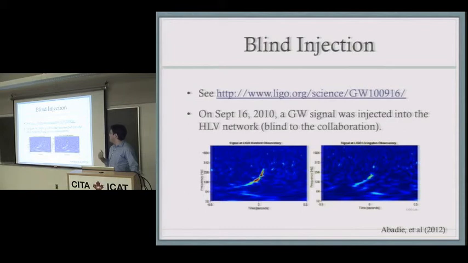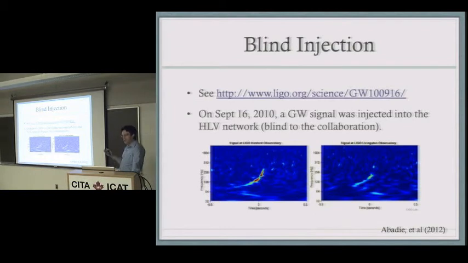A big event, so to speak, at the end of the last LIGO run, before the detectors were shut off, undergoing upgrades for advanced LIGO, was a blind injection in September of 2010, which is not too long after I got to Northwestern. It's perfect timing. There was a signal injected into the 3-detector network, the one in Hanford, Washington, Livingston, Louisiana, and Virgo in Italy, that was blind. So a few people in the collaboration knew that this was an injection, but to everyone else, this was just data coming out of the detector. Could have been a real signal.